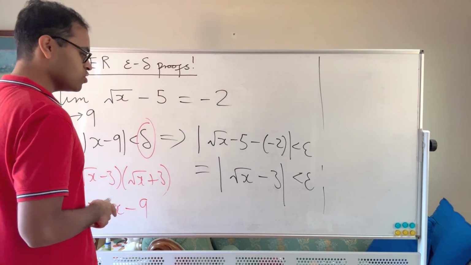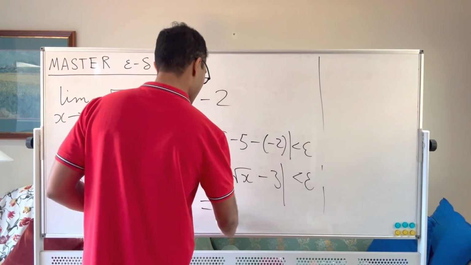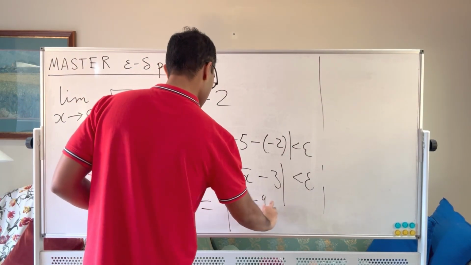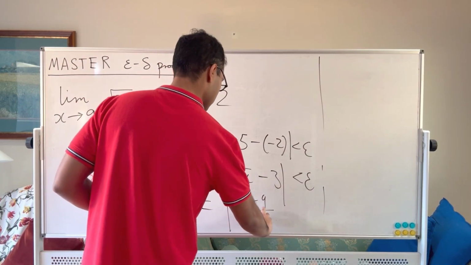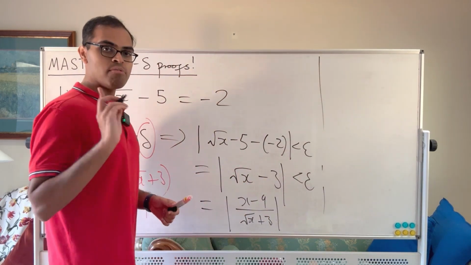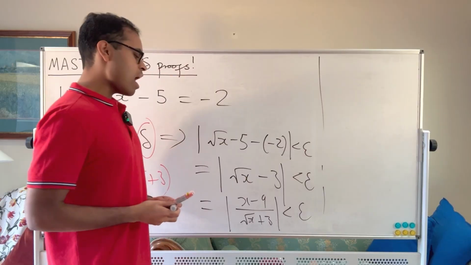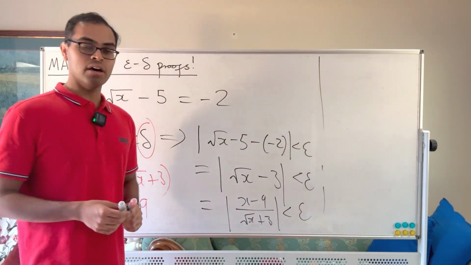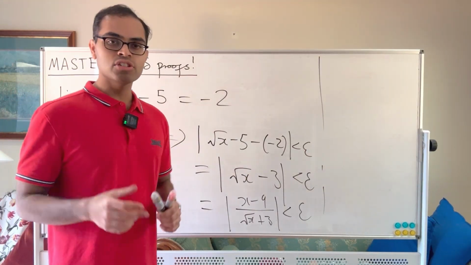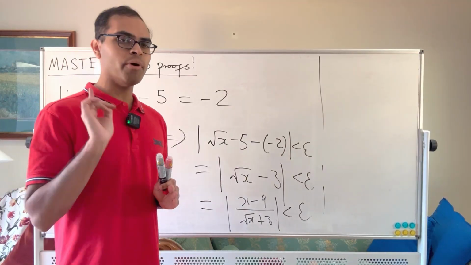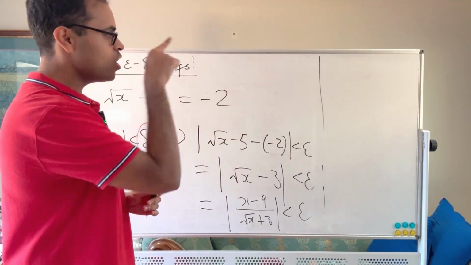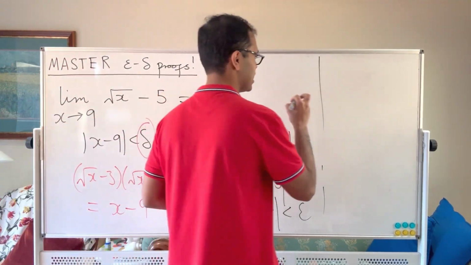Therefore, you know that the absolute value of root x minus 3 is equal to the absolute value of x minus 9 divided by root x plus 3. That's going to be the expression, and we want that expression to be less than epsilon. So how do we ensure that that's less than epsilon? What does delta have to be? I want you to pause here, if you haven't already, and try to work it out, and then we will get to the next step. I'm just trying to help teach you.